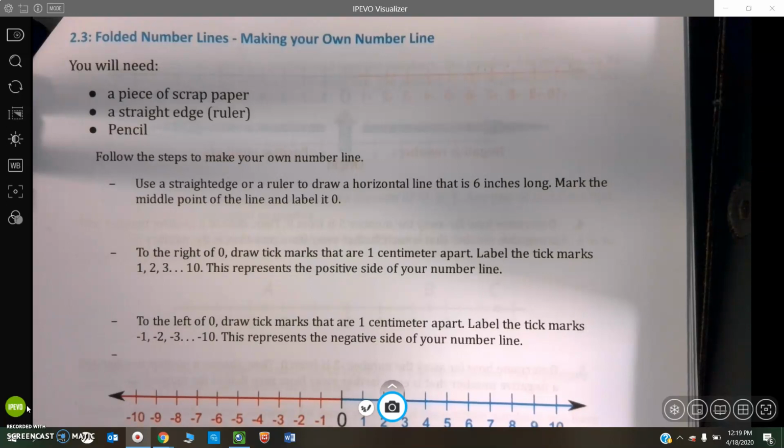Because in theory, on tests or different problems that you have in the future, a number line won't always be provided for you. And so if you could make your own, that's a really great reference tool to use when working out these kind of problems involving positive and negative numbers.